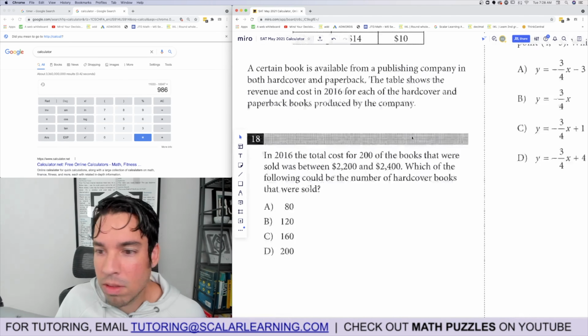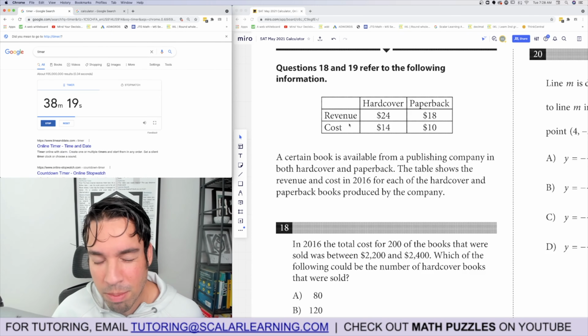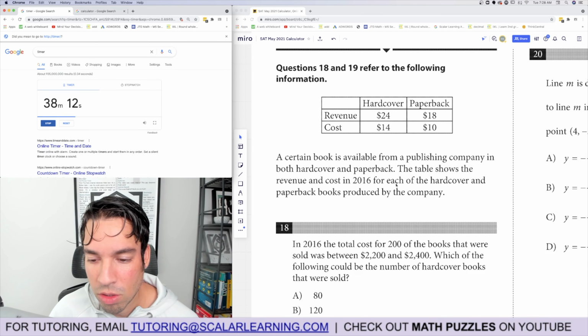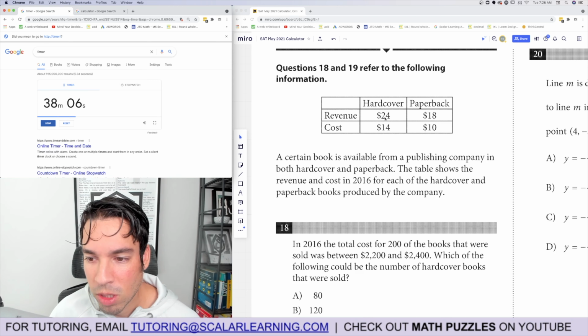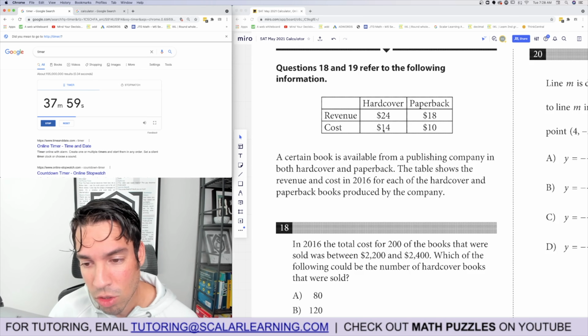All right. Number 18. That one kind of threw me for a loop there. We'll check the answers, and I'm pretty sure that's right. A certain book is available from a publishing company in both hardcover and paperback. The table shows the revenue and cost in 2016 for each of the hardcover and paperback books produced by the company. Okay. So you make $24 for the hardcover, 18 for the paperback. It costs, and revenue is not the profit. It's what comes in total. So the profit would be here $10. Profit here would be $8.